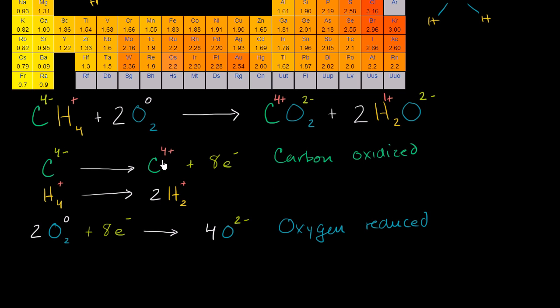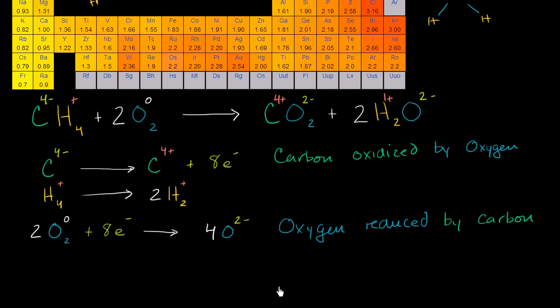Now, what oxidized carbon? Well, carbon lost electrons to the oxygen. So carbon is oxidized by the oxygen, which is part of the motivation for calling it oxidation. And what reduced the oxygen? Well, oxygen took those electrons from the carbon. So oxygen is reduced by the carbon.